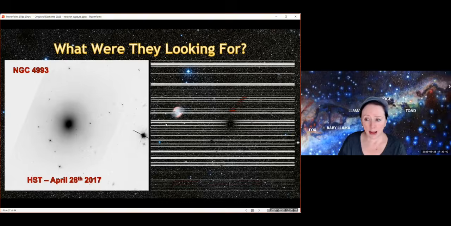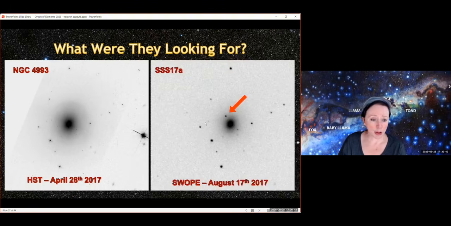What we can see in this image, taken by the SWOPE telescope 11 hours after the gravitational wave detection, is something that wasn't there before. See here, there is no little dot there, and here, there is a little dot there. We have a new point of light. The new point is right next to this galaxy. And once astronomers knew where to look, everybody started looking.